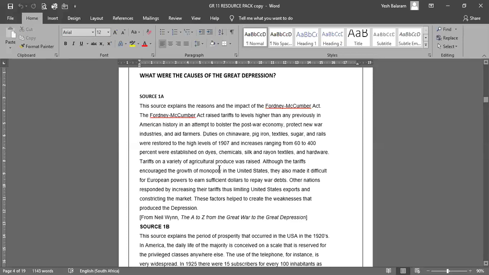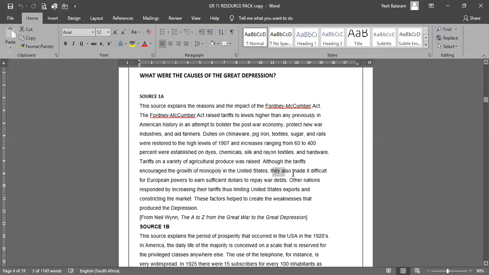Here they tell you this encouraged the growth of monopoly. Because imports were not allowed on a large scale, or it was limited on a large scale, there were many companies that began to control certain products. And a monopoly means one company or one organization or one institution controlling a certain sector. So as an example, if I said there is only one store in Verulam that can sell Albany bread, that means they have the monopoly on Albany bread.